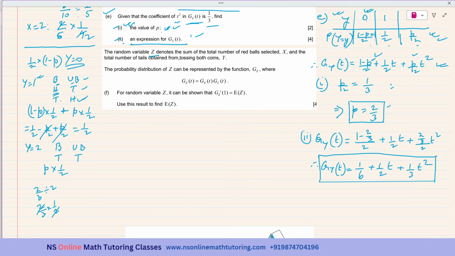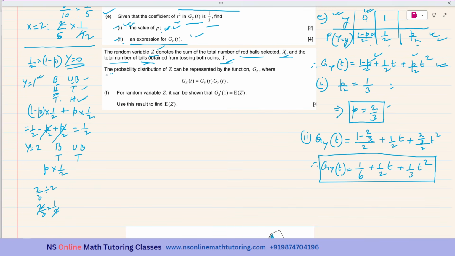The random variable z denotes the sum of the total number of red balls selected, x, and the total number of tails obtained from tossing both coins, y. That means if x is equal to 1, that means 1 red ball selected and 1 tail, so the z value will be equal to 2. The z value will also be equal to 2 if no red ball is selected, that is x equal to 0 and 2 tails, or 2 red balls are selected and no tail. It can be 0 2, 2 0 or 1 1. In all the three cases, the z value will be equal to 2.